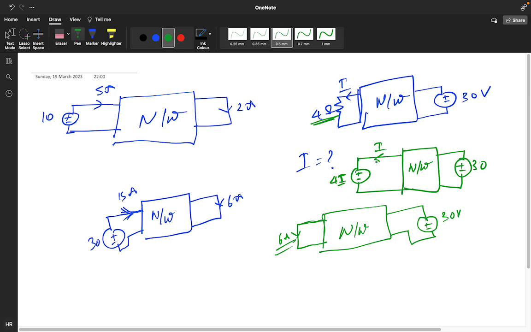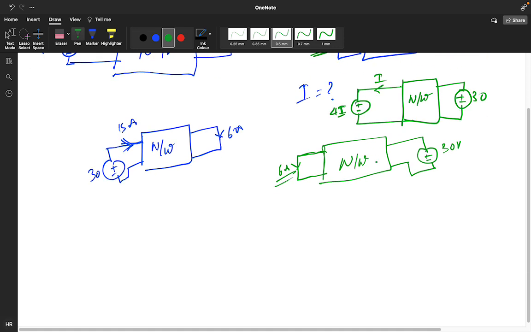We'll get the answer, do you think, if we do it like this? No, we will not get the answer if we do it like this either. So we can do one thing. What we can do is use Thevenin's theorem here.